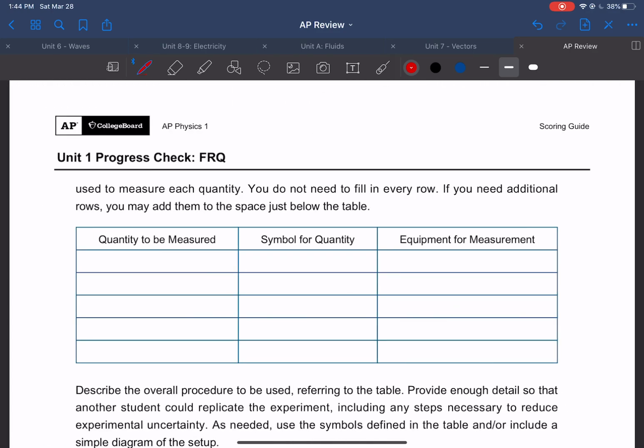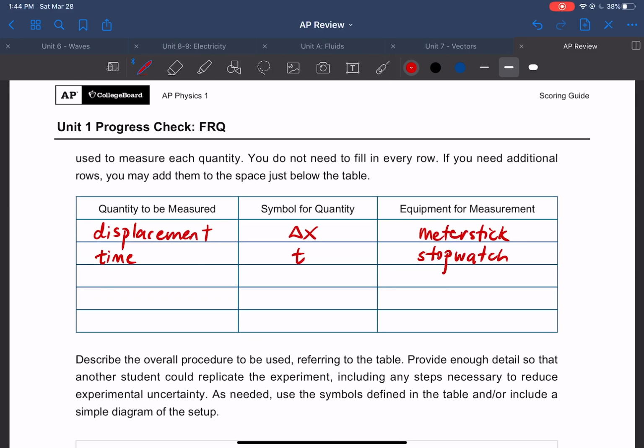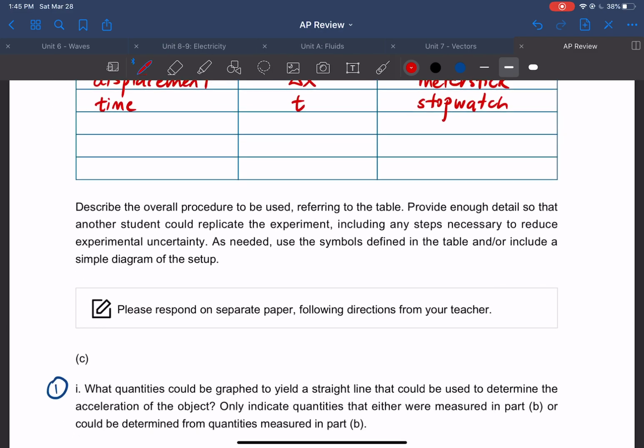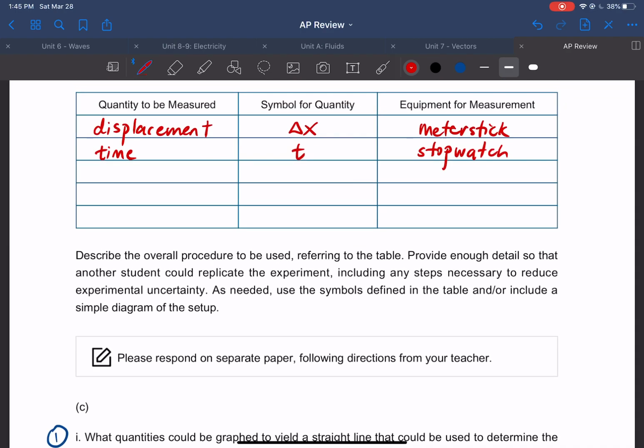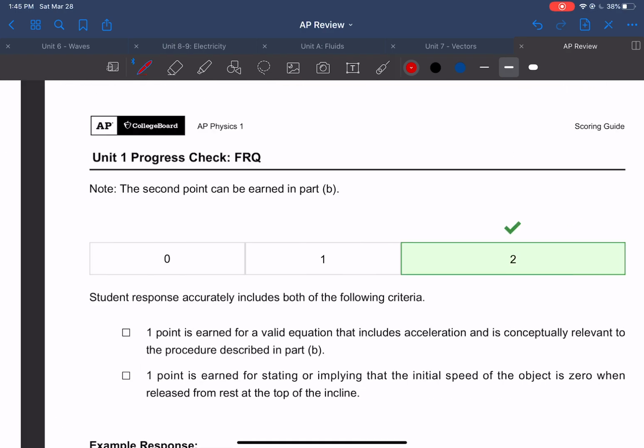All right, so when we fill this out, we can measure displacement, maybe call that x or delta x, and you'd use the meter stick for that. And then we can also measure time, call that t, and we would use the stopwatch for that. All right, and then they want some sort of procedure here. I won't go through all of the details. You can look through the scoring guide as it's posted, but some of the main points, and actually I'll flip forward to it real quick.